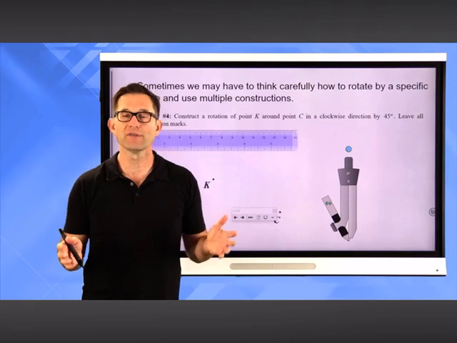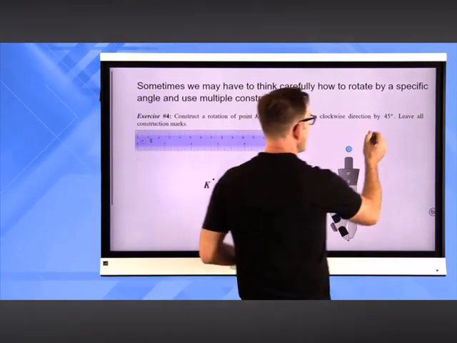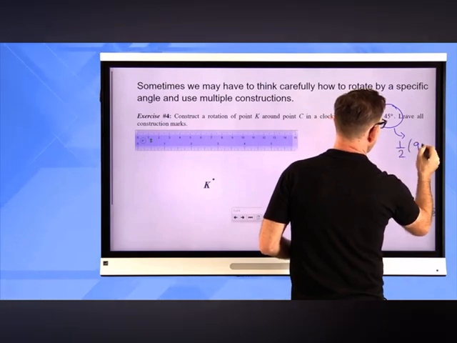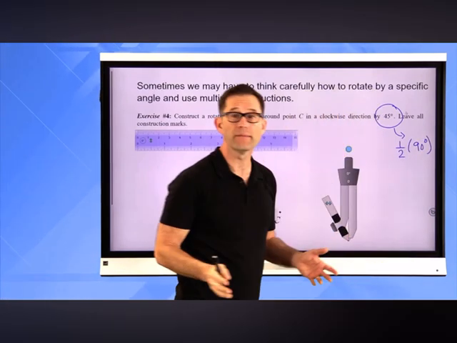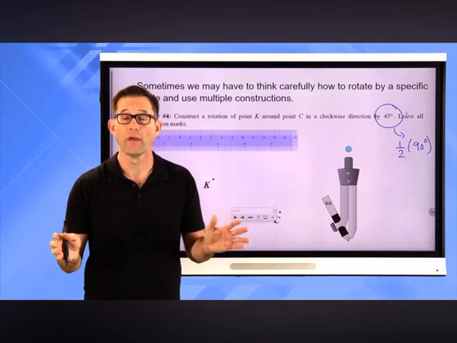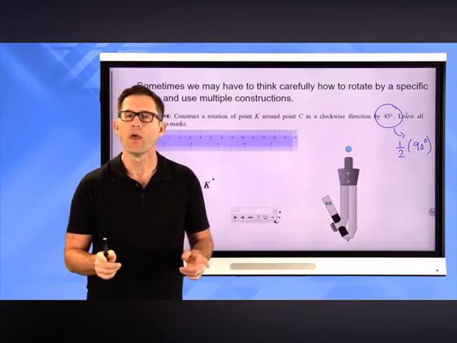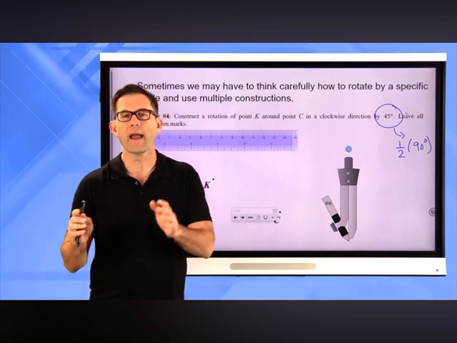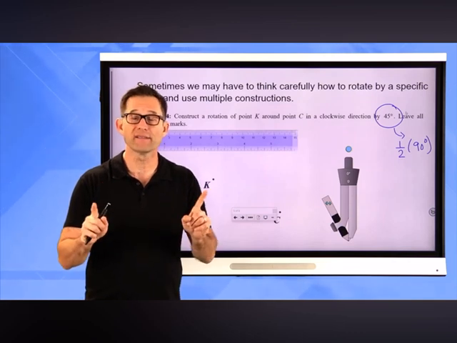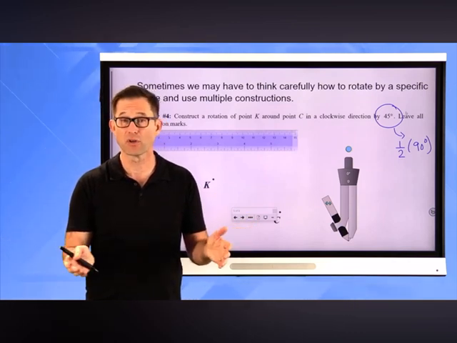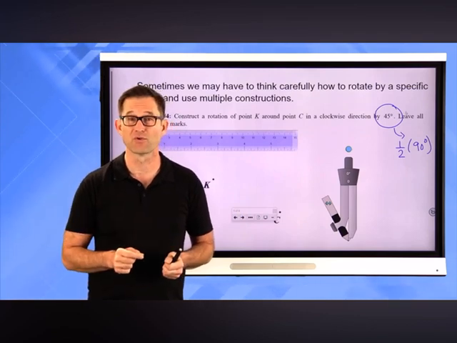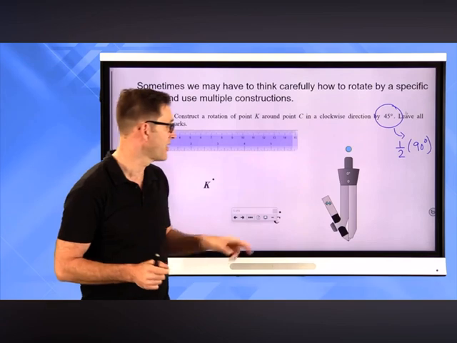Well, here's the key, right? You have to know that 45 degrees is 1/2 of 90 degrees. So 45 is a very special angle. It's half of 90 degrees. So if I can construct a 90-degree construction, then I should be able to bisect it using my angle bisecting construction, which we looked at a few lessons ago, to figure out a 45-degree construction. All right, so let's take a look at how that might be done.